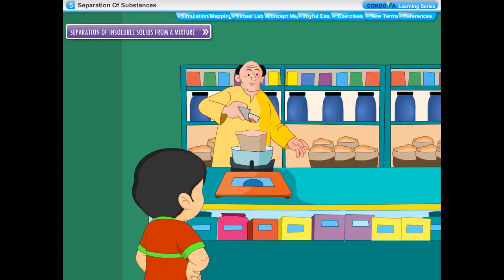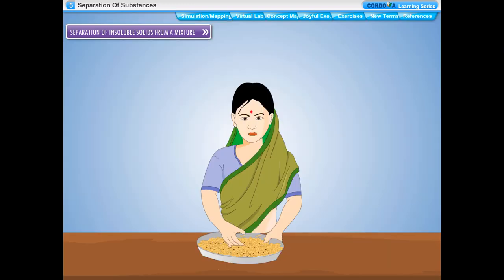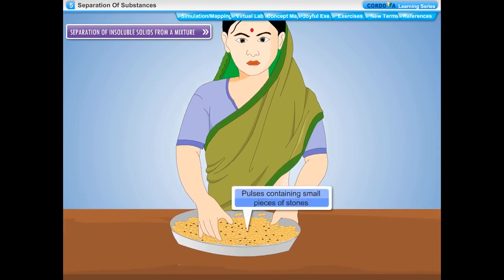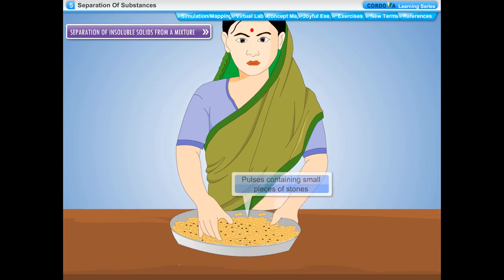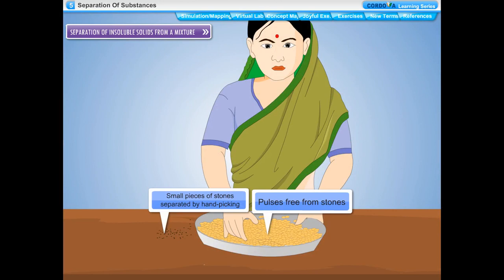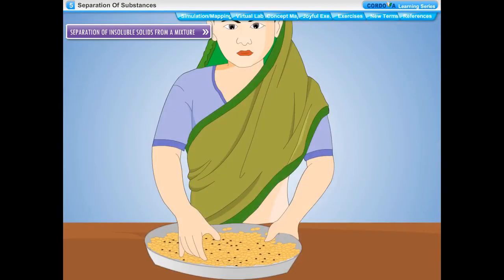Separation of insoluble solids from a mixture. Hand picking. The grains and pulses that we buy from the market may contain undesirable components like small stones. These components look very different from the food grains. They are of different sizes and colors, so these can be spotted easily. Such undesirable components can be removed by hand picking. Hand picking means to take out by hand.